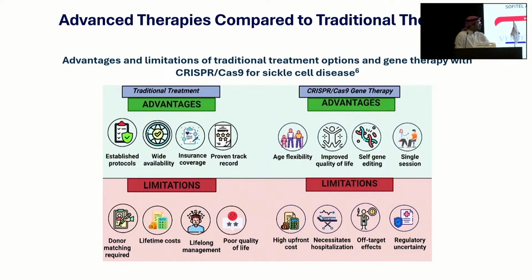For allogenic stem cell transplant, it's an established protocol, available in most of the centers, and actually covered by the insurance. The limitation, as I mentioned earlier, is identifying the donor, the cost of the follow-up of the patient after allogenic stem cell transplant, and it needs lifelong management. And about the gene therapy, the advantage is age flexibility, no need to identify any donor. The limitation is upfront cost.